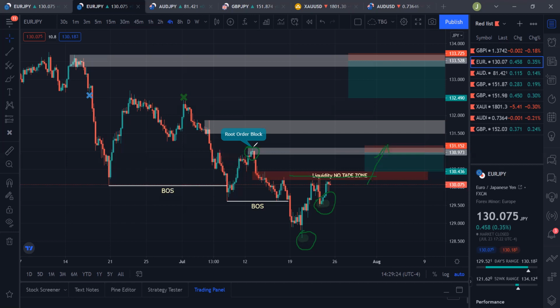So that's it. It's basically the same core concepts, but we have this root order block right here that I had pointed out for the people in my signal group. Okay, and the root order block right here led to this break of structure right here. So this should be a pretty interesting area to look to take trades off of.